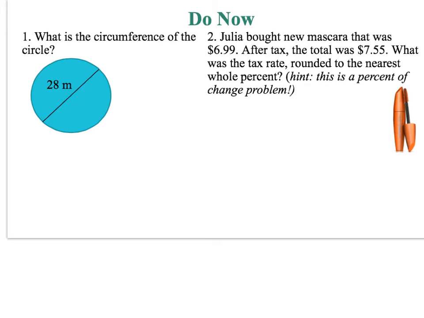So our first do now problem is a review problem. How to find the circumference of a circle. We learned a formula to find the circumference of any circle. It's 2 times pi times r. With geometry, always first write your formula. Now I'm going to plug in my numbers. So c equals 2 times pi, which is 3.14, times our radius.